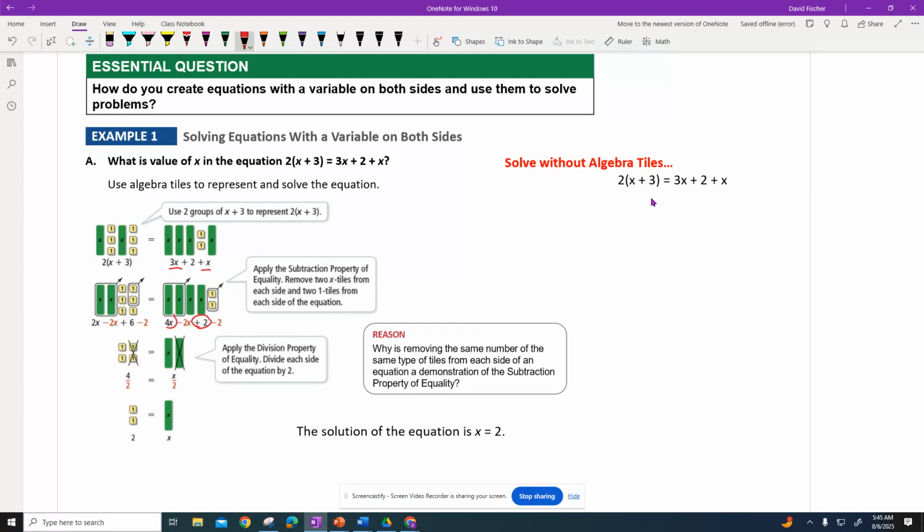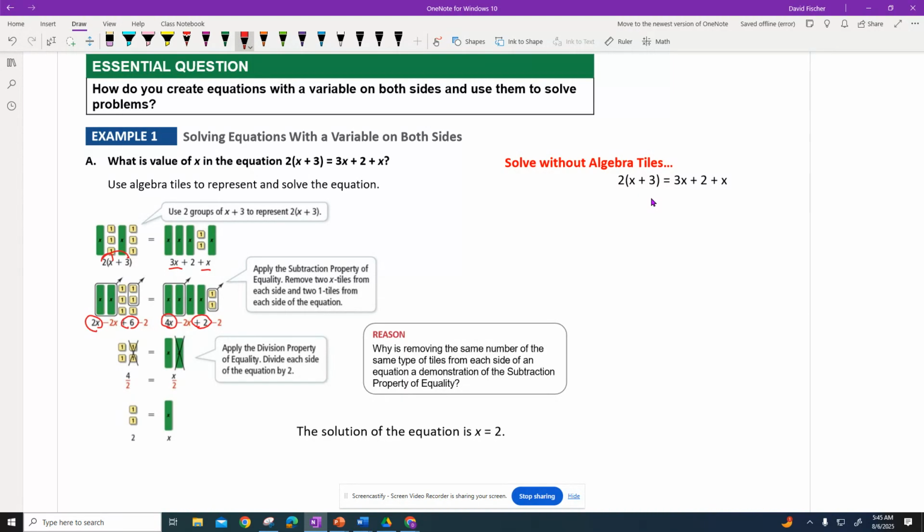I don't like the way they write this. Really, I should say 4x plus 2. Over here, I put these x's with these x's, so I got 2x. But I really have 6 tiles, so what they did is distribute: 2 times x is 2x, and 2 times 3 is 6. Now, what they're trying to do is go 2 steps at one time. They're trying to cancel out these 2 x's and 2 x's there, 2 units there, 2 units there.